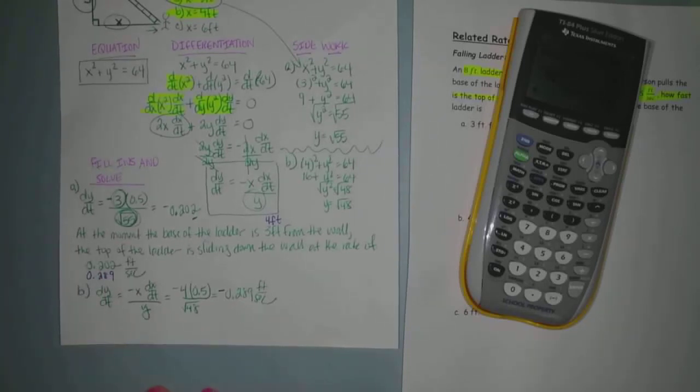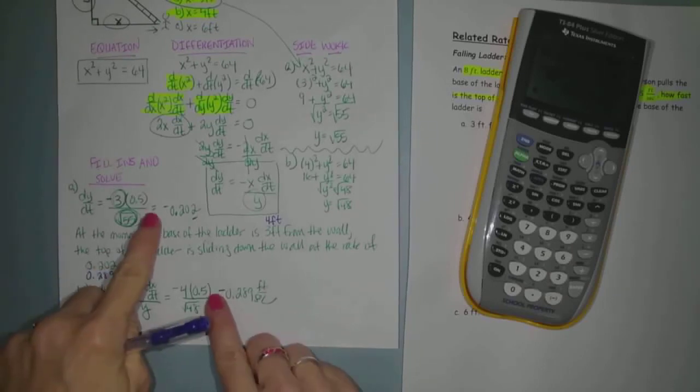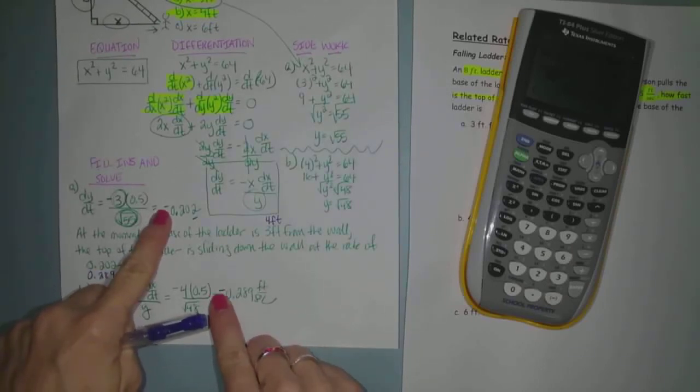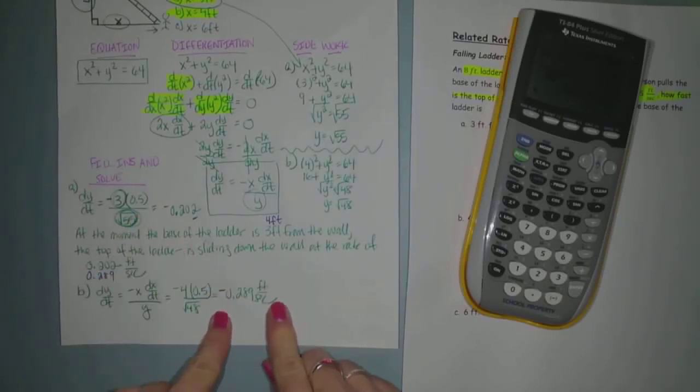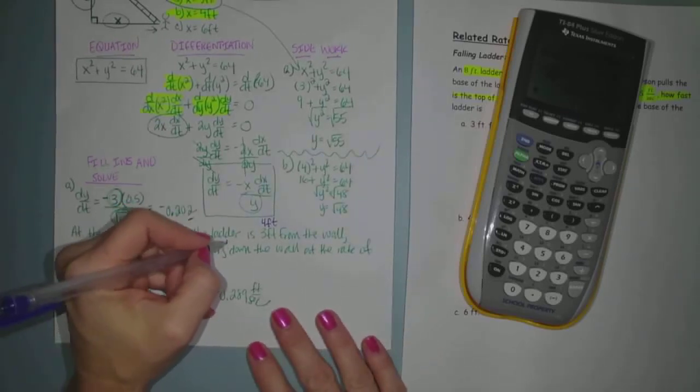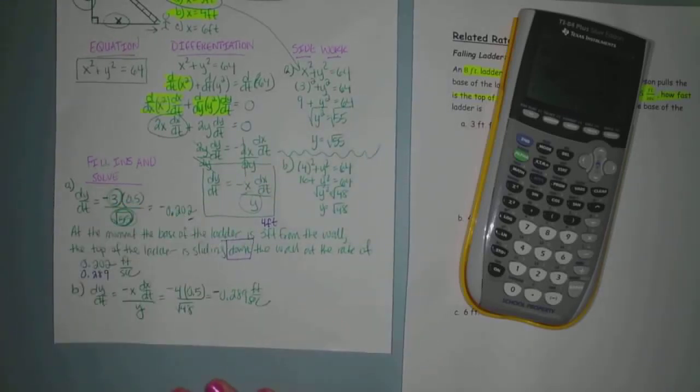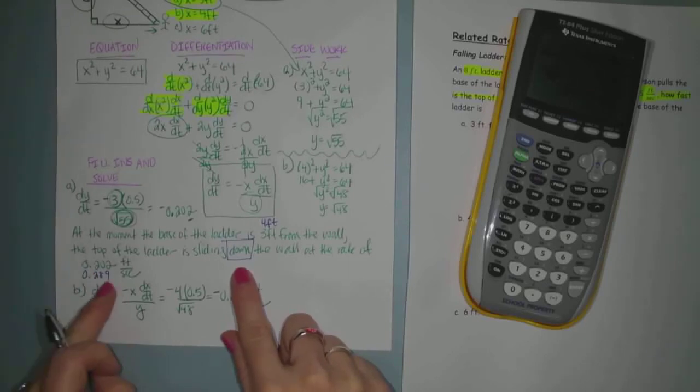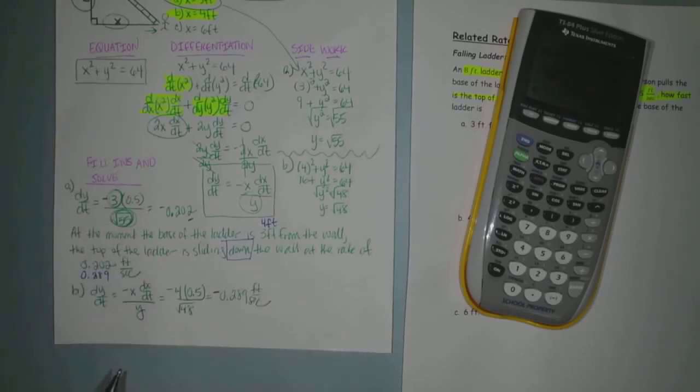0.289 feet per second. Notice, even though both of my rates came out negative, that's just giving me direction. So the fact that I use the word down the wall is why I don't need to attach the negative in the sentence. Down means I'm losing distance. I'm losing distance at this rate. The distance is shrinking or decreasing.